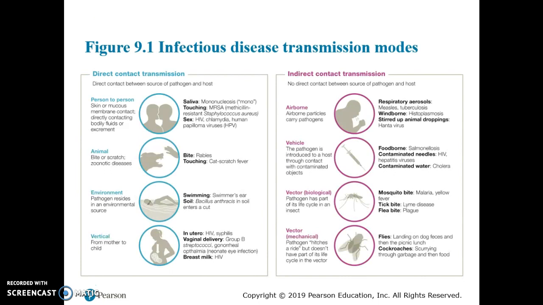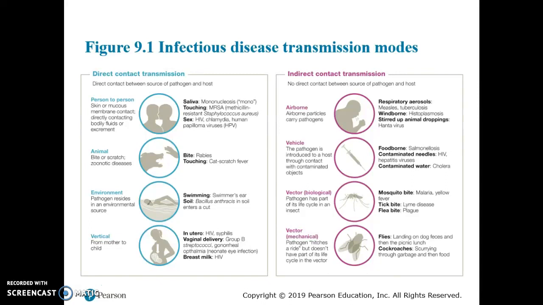The direct contact is what you might think. It's person to person. It is animal to person. It can be environmental. It can be vertical, meaning it goes from mother to child. And usually this refers to in utero or vaginal delivery, and then also through breast milk. With direct contact, it is direct contact between the source and then the potential host. And you can think of a variety of ways that this can occur.